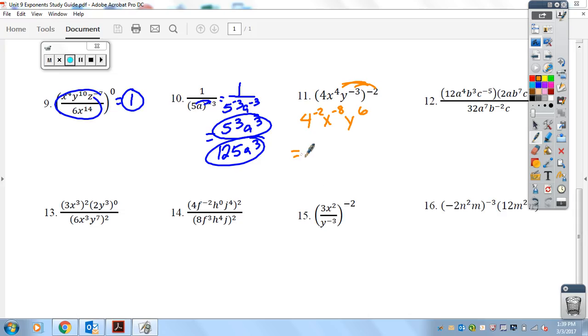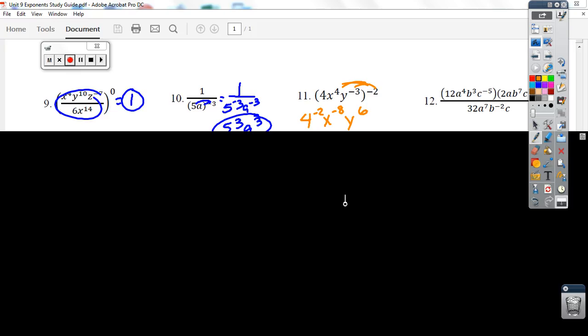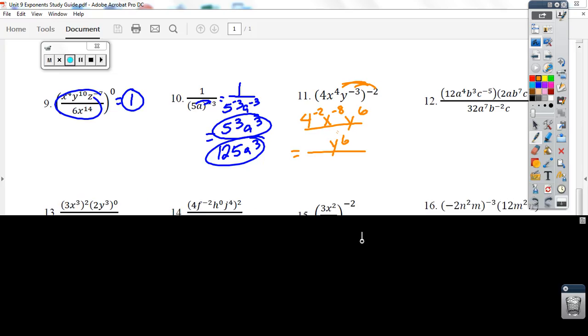We're not done because we have negative exponents. Y to the 6 stays. You might say at this point, what do you mean move to the fraction bar? There was no fraction bar here. Well, you can imply that it's all over 1. Since it's all over 1, then we can move stuff from where it used to be.